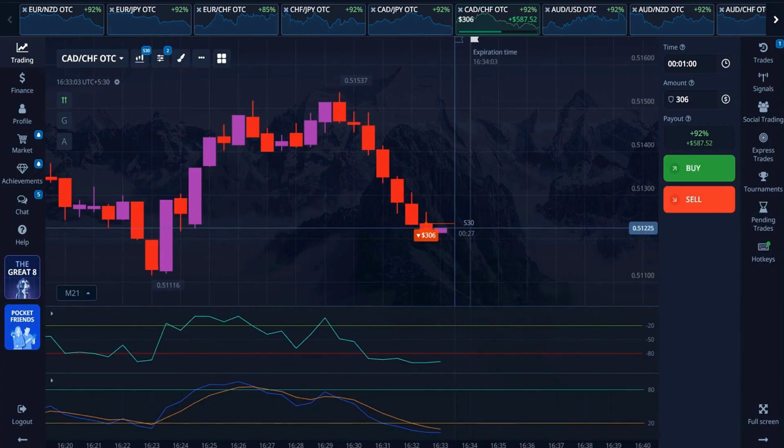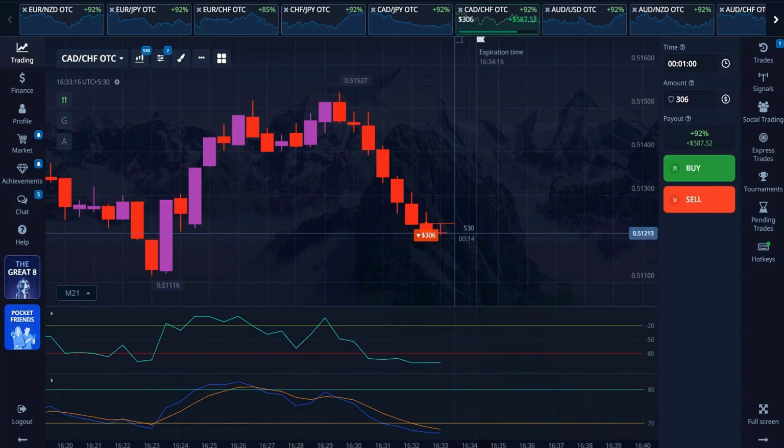But remember, no strategy is 100% perfect. Practice it well on a demo account first. Stick to the rules, avoid overtrading, and always analyze the market conditions before placing a trade.